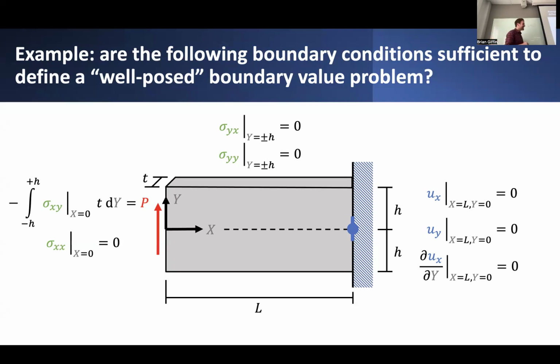It really depends on one thing in particular. Two things, actually. Perhaps we can spot them. Well, let me give you a hint. If I'm not directly saying what the shear traction should be along this whole edge, I'm just saying that in summation the net shear force should be equal to P, but I'm not being specific about what that shear traction distribution looks like, do I have a well-posed boundary value problem in that case?